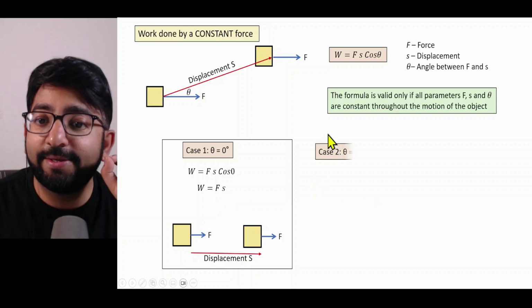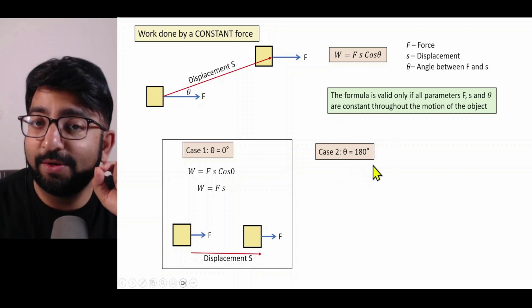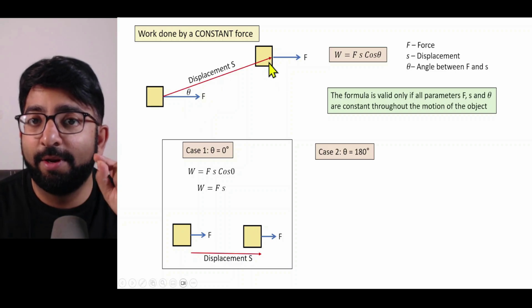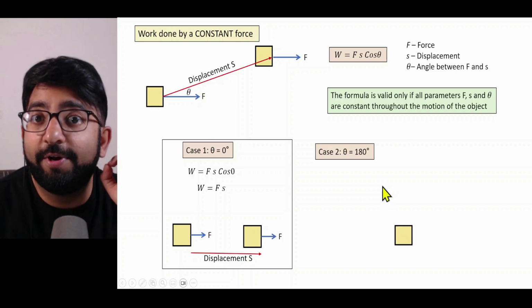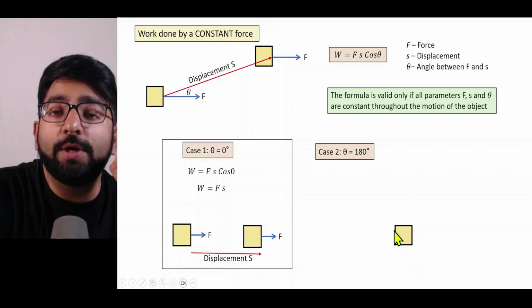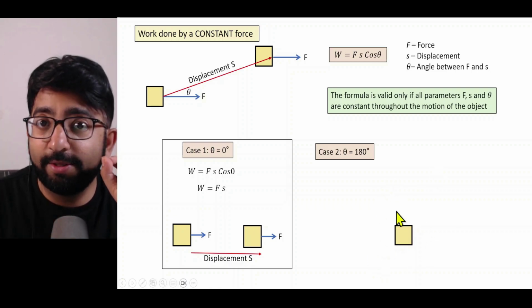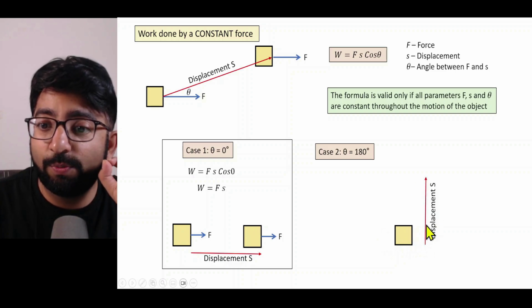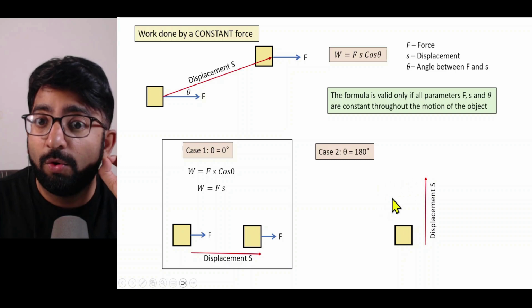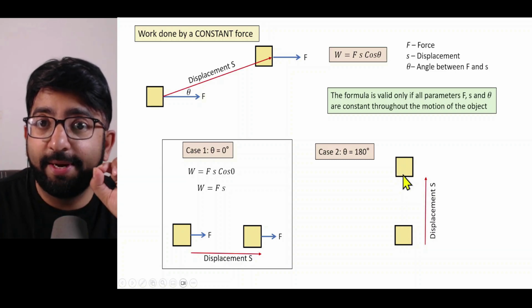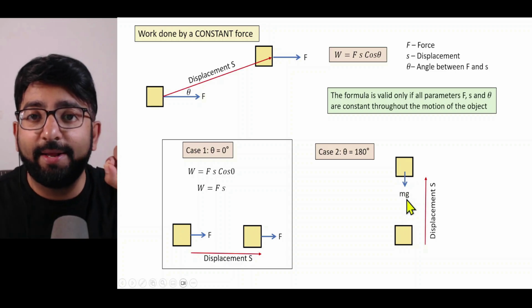That's case 1. Case number 2, we do theta is equal to 180 degrees. That means the force and the displacement are in opposite direction. So one easy example to visualize this is imagine we have a box and you throw the box upwards. Now look at this animation. Once the box goes upwards, which means displacement is upwards. But note as the box is going upwards, the force acting on it is mg, which is acting downwards.